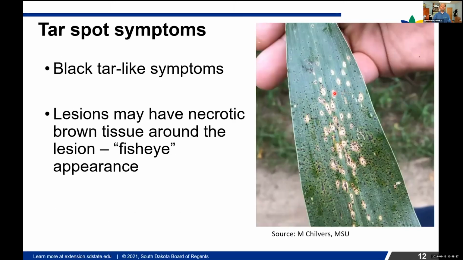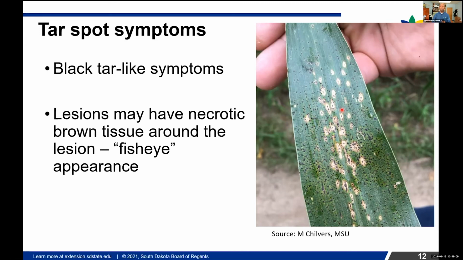And when it comes to symptoms, how do you know you have tar spot and not any other disease? When you look at the leaf that has tar spot, it's going to have these black tar-like symptoms, and they're pretty resistant to being scraped off. So that's one thing we use to tell that we have tar spot. If you use your thumb and try to scrape off these tar markings on the leaf, they won't go off easily. As we shall see for the other diseases, that's not the case.